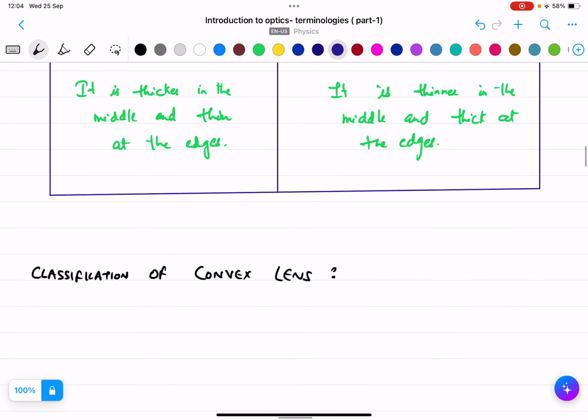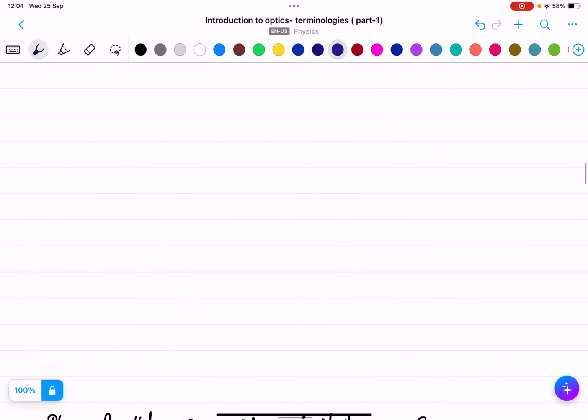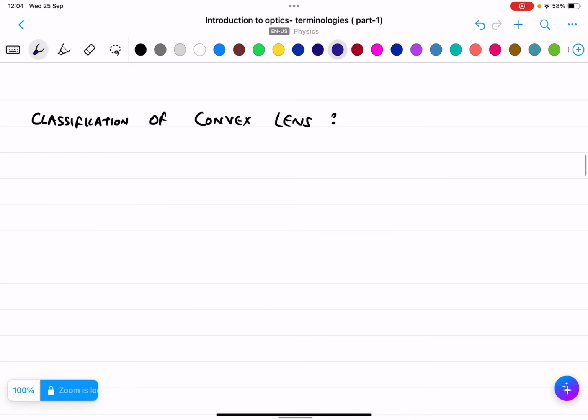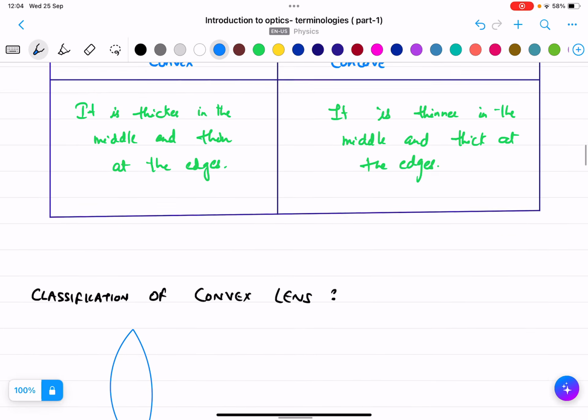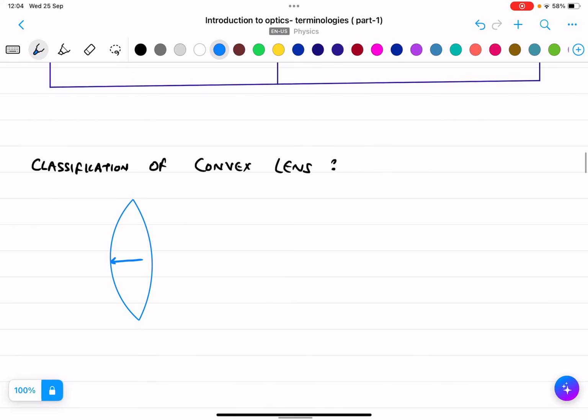When I'm speaking about convex lens, you can see it is thicker in the middle and thin at the edges. So you can see it is thicker in the middle and it is getting thin at the edges. So this is your convex lens.